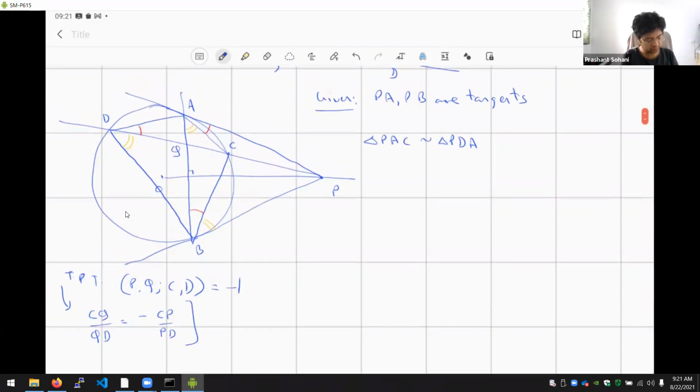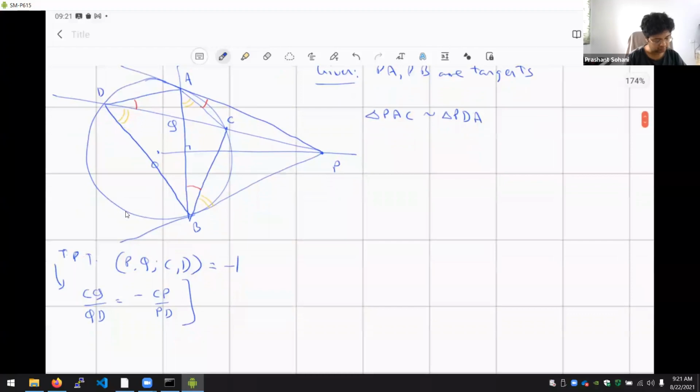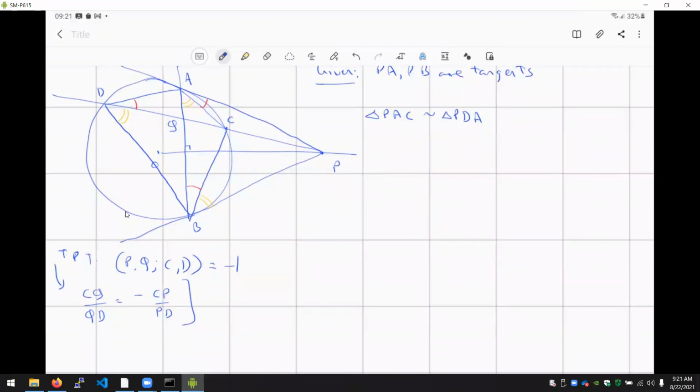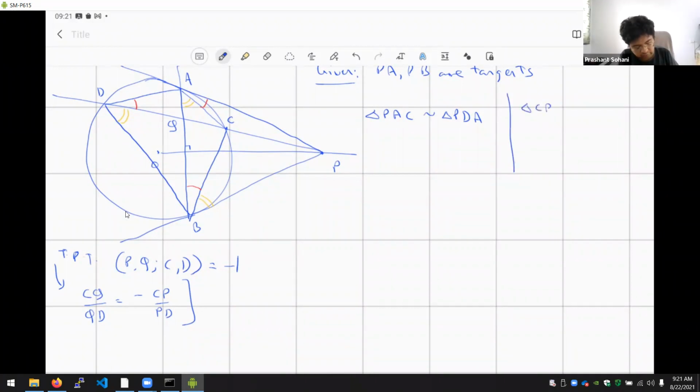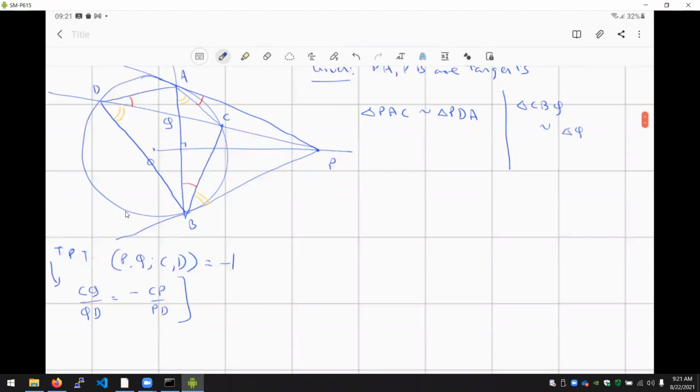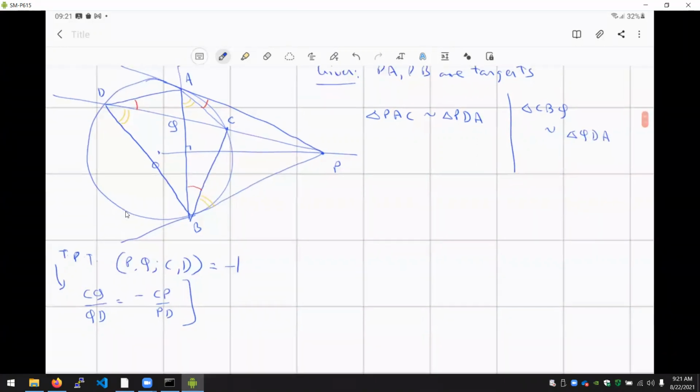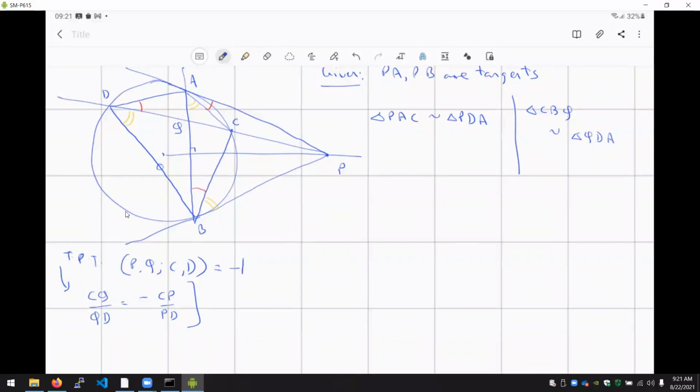Okay, so triangle PAC is similar to triangle PDA. So that allows us to write some ratios. Even triangle CBQ and CDA are similar. CBQ is similar to triangle QDA, correct. Triangle QDB is similar to QAC, correct?